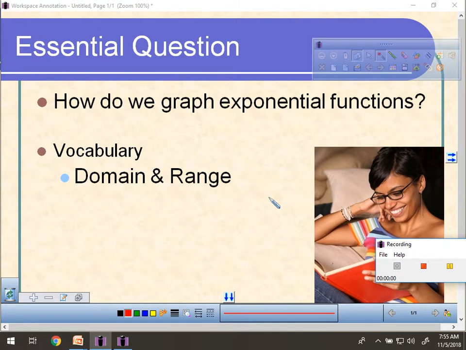Your essential question for today is: how do we graph exponential functions? We are going to be graphing them, and we are going to be relying on our calculator to help us type these in. So it's not a difficult lesson. It's just making sure you know how to type it in.